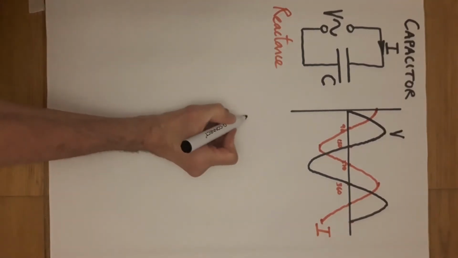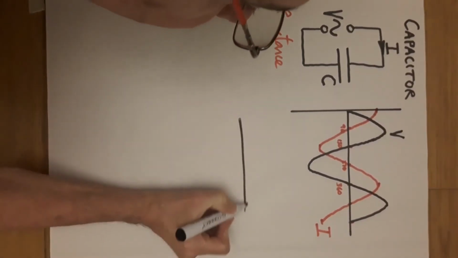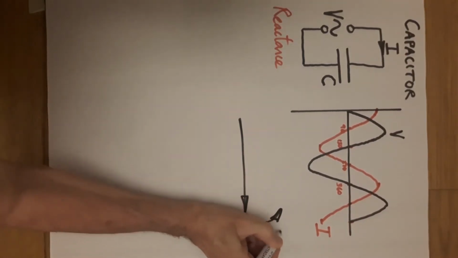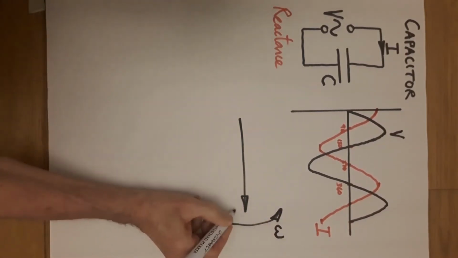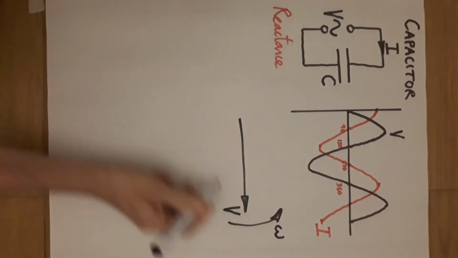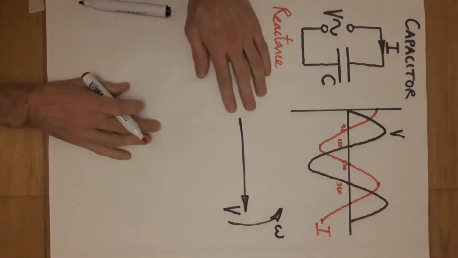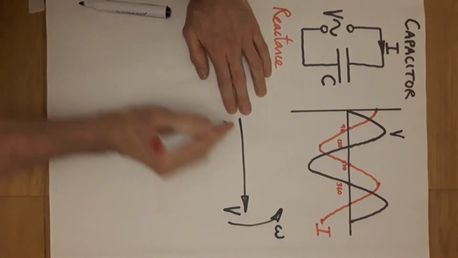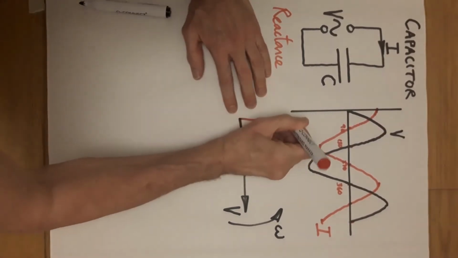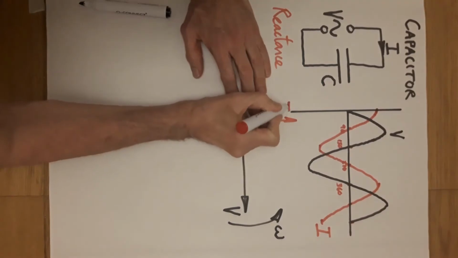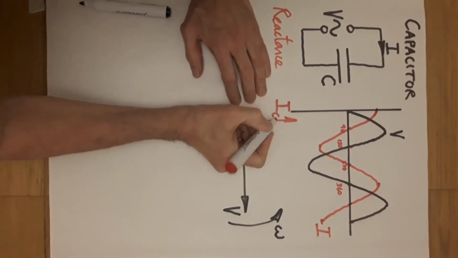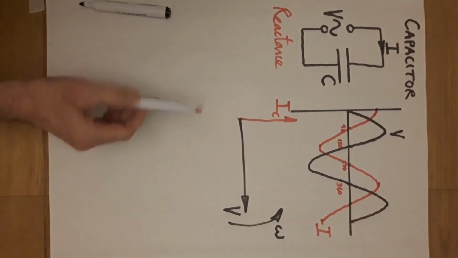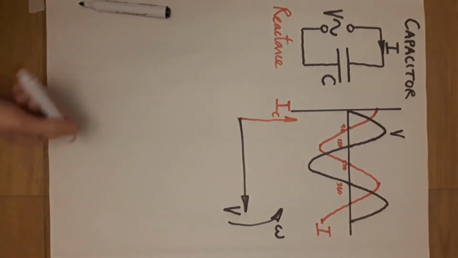So once again, let's start with the voltage. There's your angular rotation. This is the voltage. And in this phasor diagram, the current comes before the voltage. The current leads. So there is the current through the capacitor. So this is the opposite of the inductor, where the current was down here.